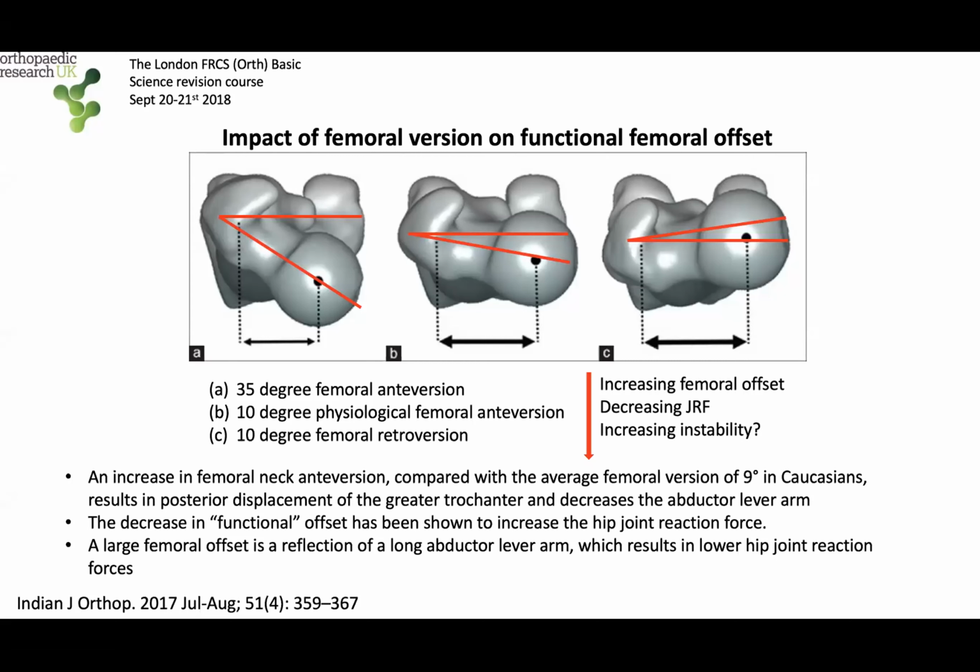So if you have an extreme amount of femoral anteversion, 35 degrees, then you come down to your normal femoral anteversion, which in most people is around 10 degrees, and you go down to retroversion. What you're doing is you are increasing the femoral offset, decreasing the joint reaction force, but potentially increasing instability. So there's always a compromise, okay? You want to increase the femoral offset a bit, but you don't want to increase it so much that you get an unstable hip.